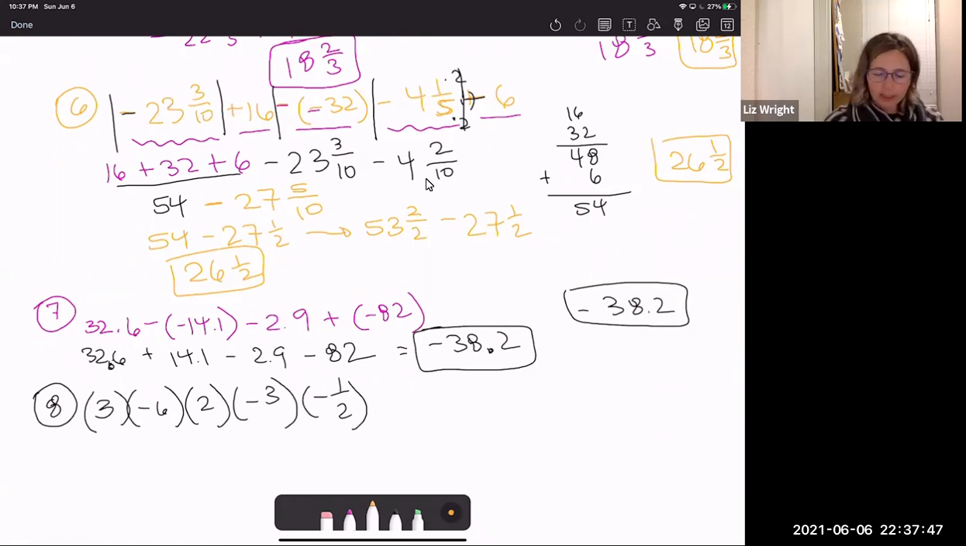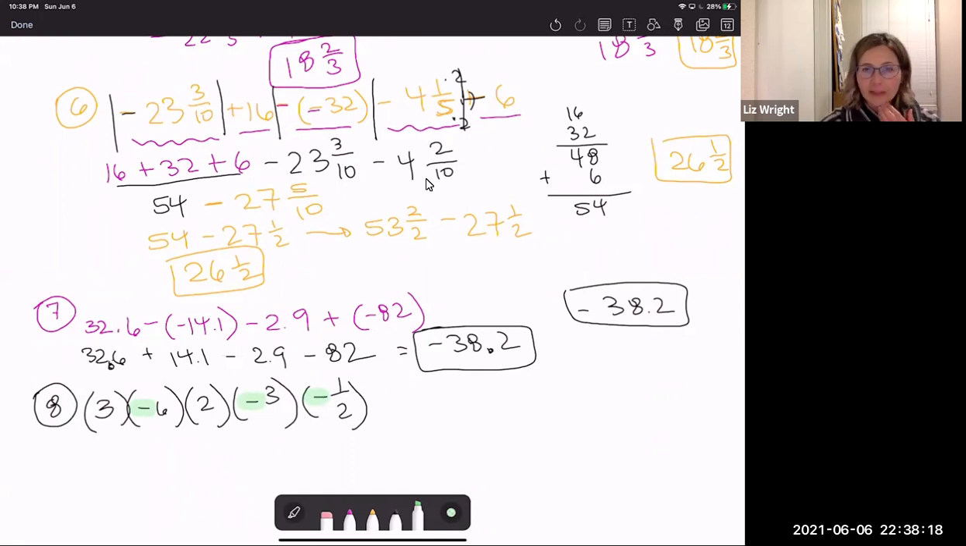My brain looks across this and says, okay, all I've got here is multiplication, because that's what the parentheses are doing. The parentheses are breaking all those numbers up, and you are just multiplying. That's exactly the purpose of those parentheses, to communicate to you that we're multiplying. So then I look across and say, how many negatives do I have? I've got 1, 2, 3. So if I have an odd number of negatives, my answer is going to be negative.